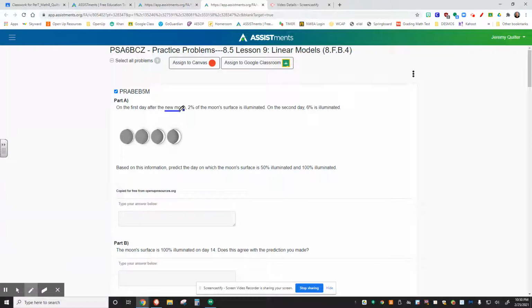But on the first day after the new moon, day 1, we see 2% of the moon's surface is illuminated, such as right here. When we talk about the second day, we see approximately 6% is illuminated. The next question comes down to this. Based on this information, predict the day on which the moon's surface is 50% illuminated and then 100% illuminated.